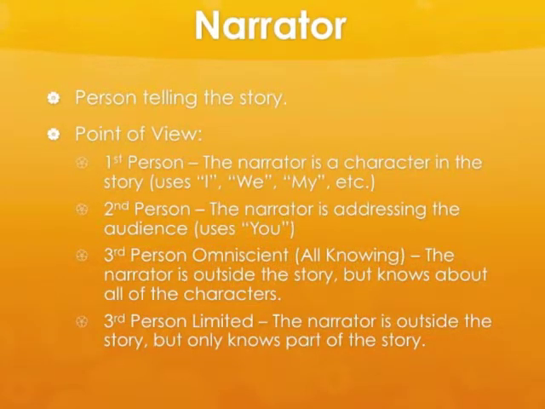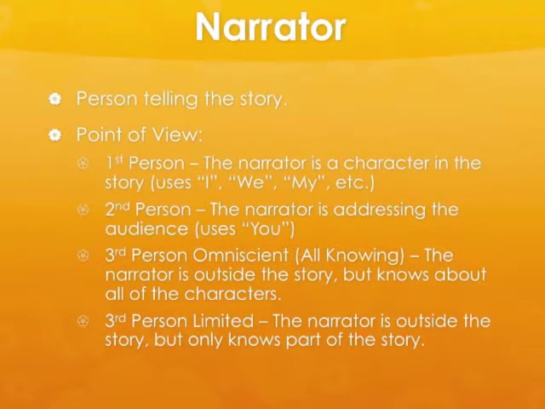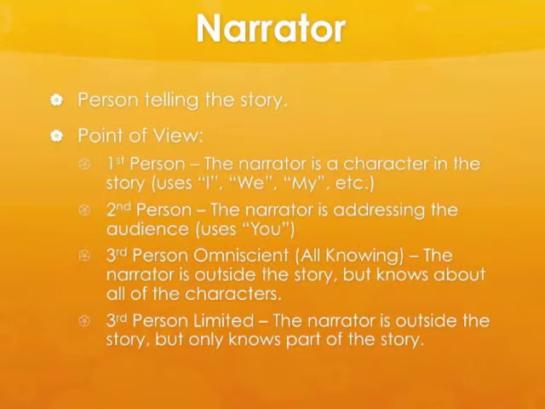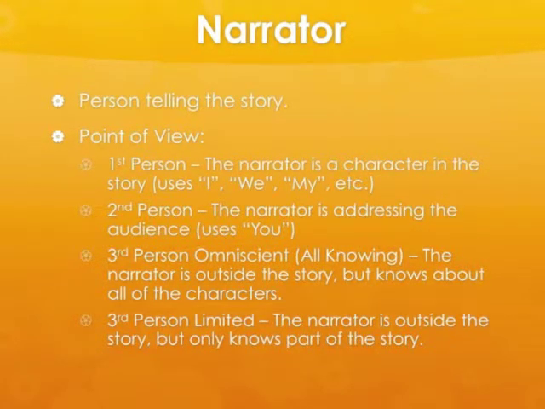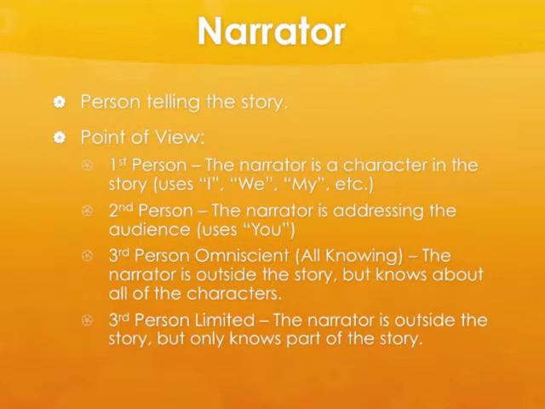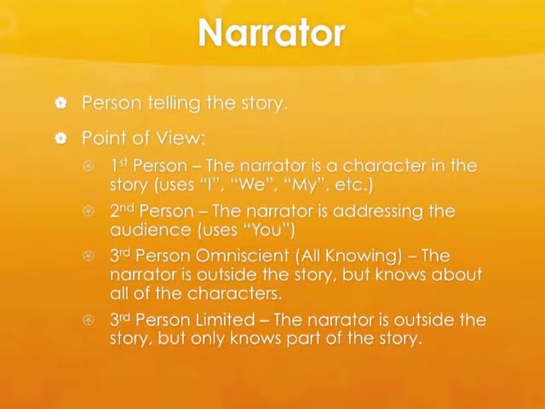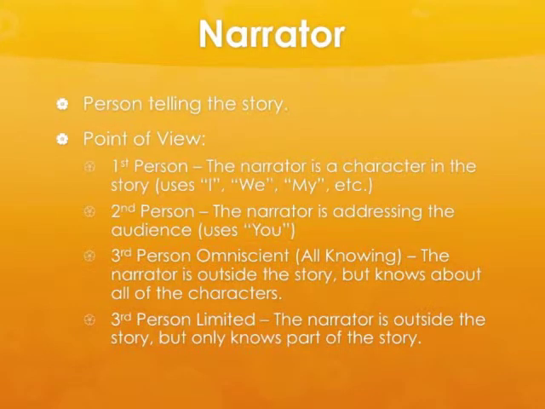Third person is when the narrator is outside of the story, and sometimes that third person narrator is all-knowing or omniscient, meaning they're outside the story, but they know everything that's going on with all the characters, all their thoughts, all their feelings, all their actions. You may also have a limited third person, which is a narrator that's outside the story but only knows part of the story. They may follow one character around or only know what's going on in one space.